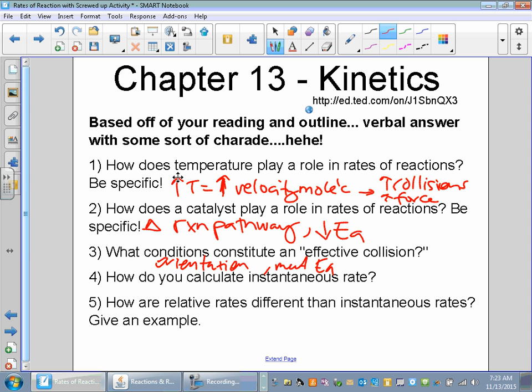Group 4. How do you calculate instantaneous rate? You want to explain what instantaneous means. Well, it's how fast it's going at any point in time. How fast what's going? Particle or a reaction. Reaction. That's right. You calculate the slope of a tangent line to find this on a graph.